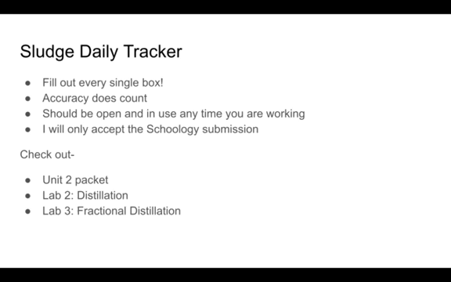You need to fill out every single box. Every box relates to something on the rubric that will be assessed for points. If you leave a box blank, you are leaving points on the table. Accuracy does count. Now, you don't have to be accurate down to like the hundredth place of a calculation. However, if we're talking about the density of a piece of metal and you tell me that it has a density of 100 grams per milliliter, that doesn't make sense. So basically, the numbers you get should make sense for what you're doing.